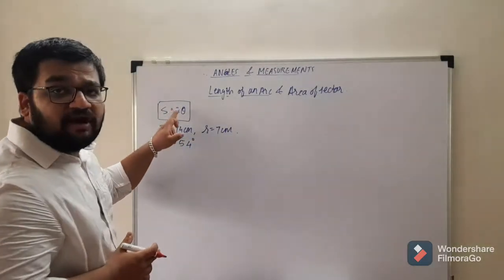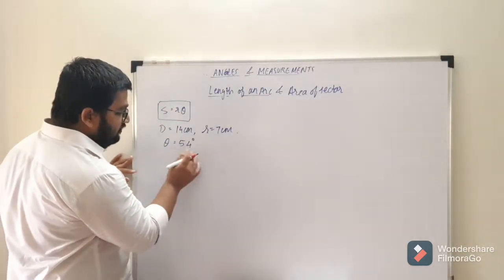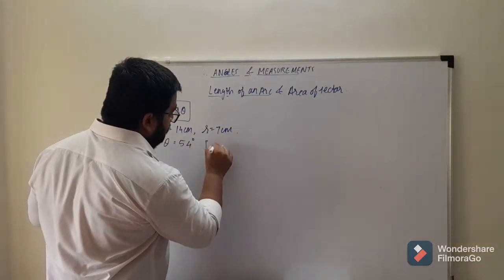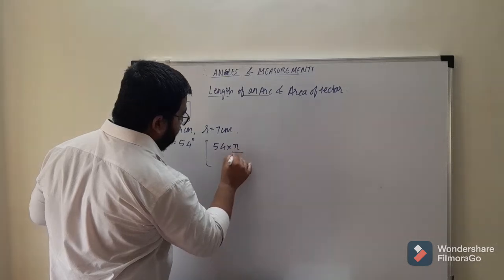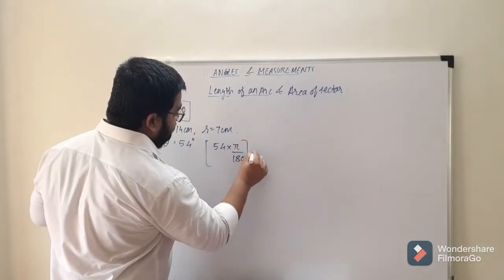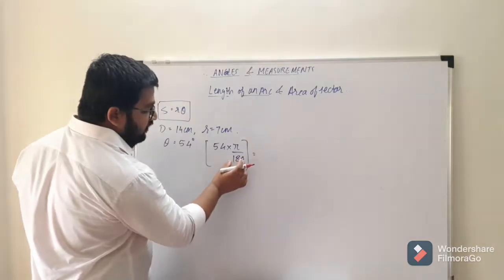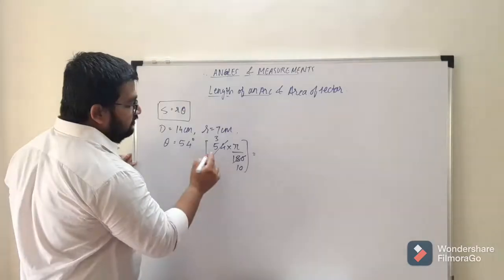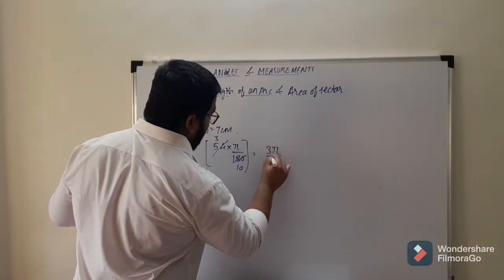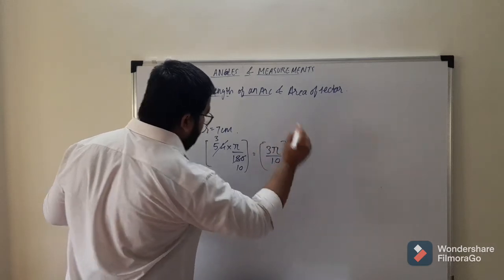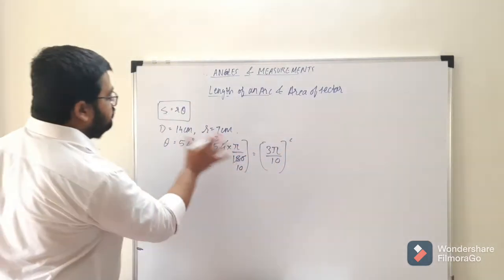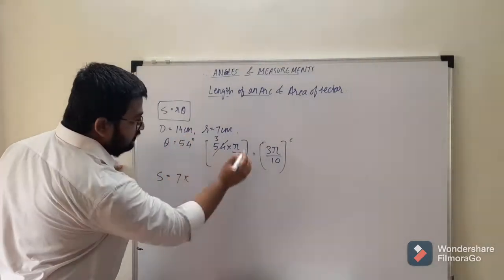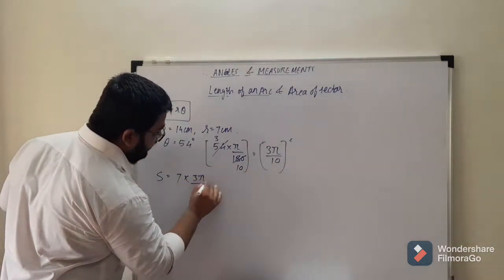The formula is S is equal to R theta. Now theta has to be in radians. So if we convert this into radians, 54 into pi by 180 is the factor we multiply by, which is equal to 54 by 180. If we divide by 18, 18 3s are 54, 18 10s are 180. It is 3 pi by 10 radians. Okay, so putting these values in S is equal to R theta, S is equal to R which is 7, into theta which is 3 pi by 10.